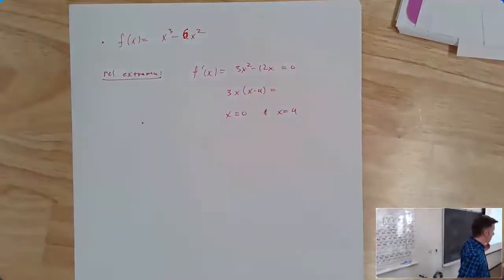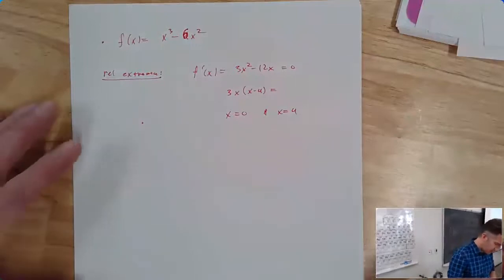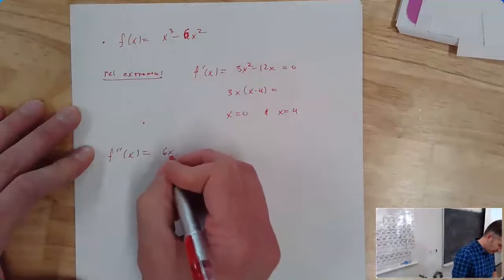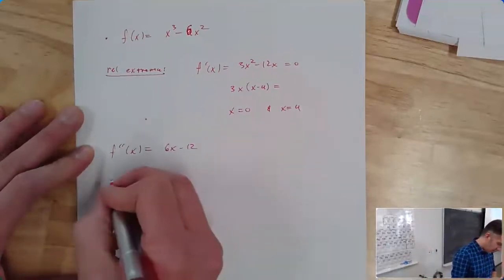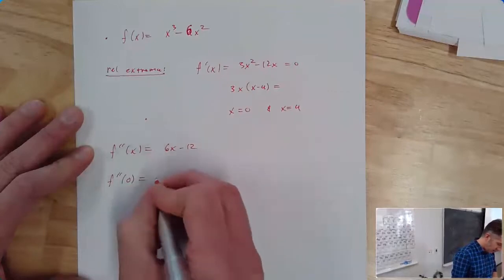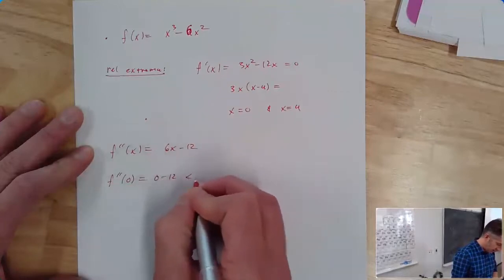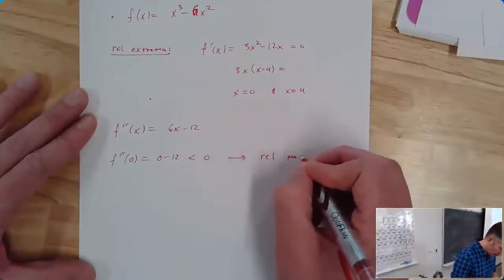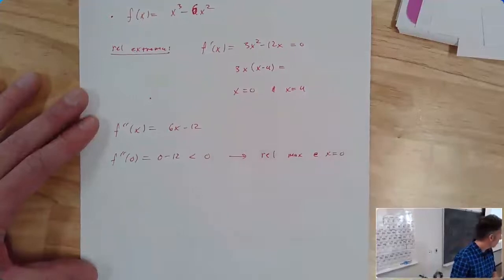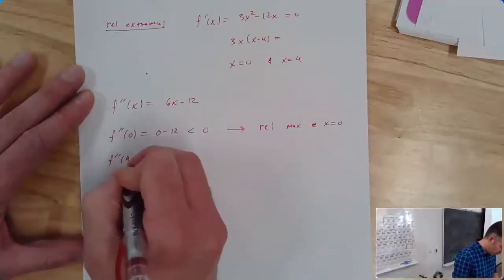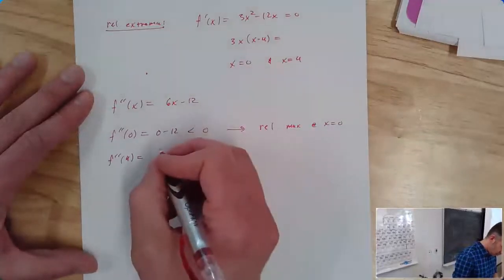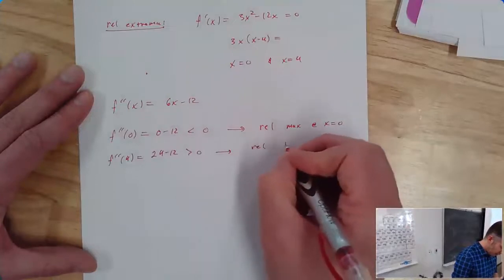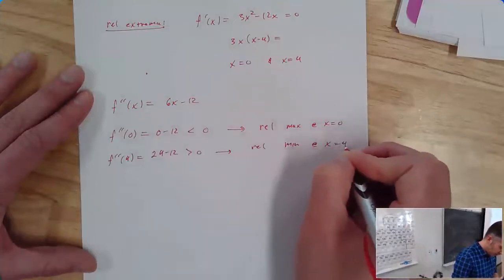We could use the first derivative test, but let's go ahead and use the second derivative test. So the second derivative, f double prime of x, is just 6x minus 12. If I plug in 0, f double prime of 0 is 0 minus 12, which is negative, meaning we have a relative maximum at x equal to 0. Similarly, f double prime of 4 is equal to 24 minus 12, which is positive, meaning we have a relative minimum at x equal to 4.